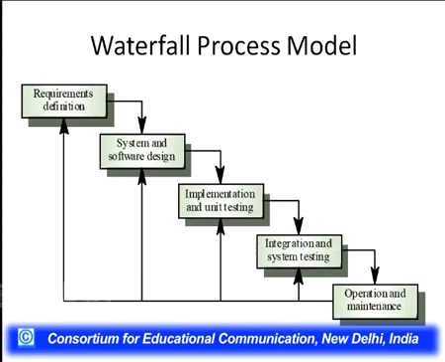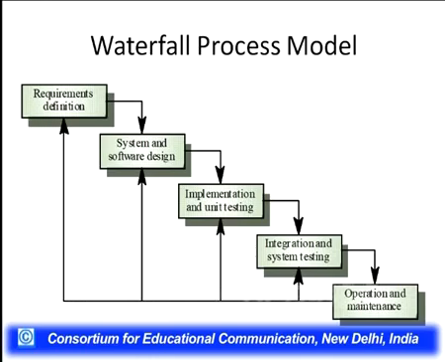So the first model that we are going to talk about is the waterfall process model. As you can see, the name itself suggests that it is a unidirectional model, in which each of the phases or processes are discrete from each other and disconnected from each other.